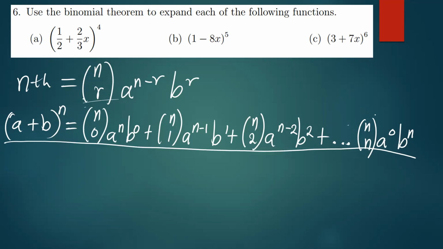Let us now begin to put in the values that we've been given there. So the value of a that we have is half. The value of b is 1 over 3x. And then the value of n is simply 4. So we have 1 over 2 plus 2 over 3.